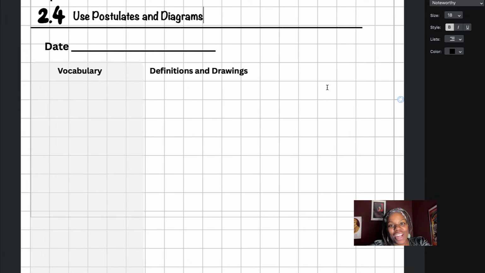Hey guys, we are in section 2.4 and we're going to be using postulates and diagrams. Write the title, write the date, and let's get started with the notes.